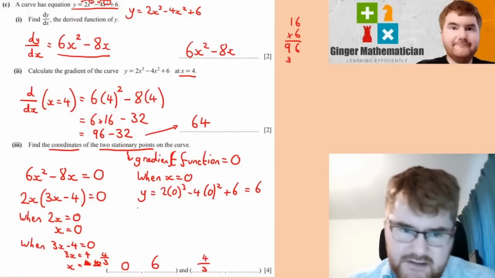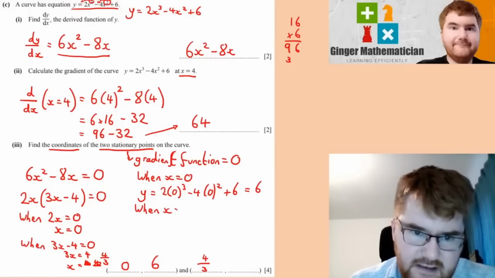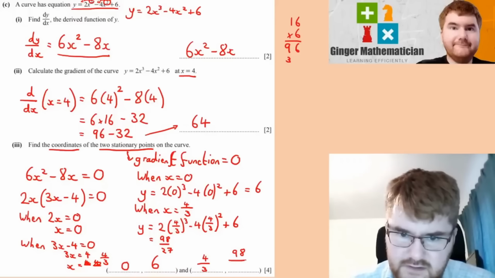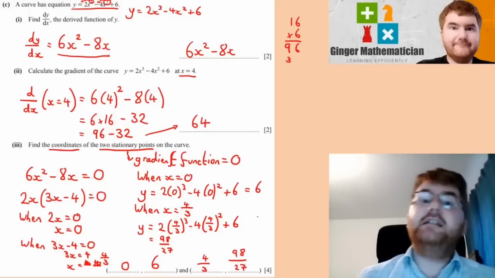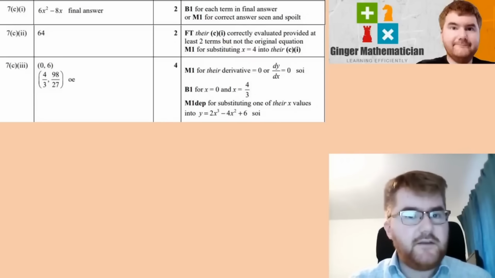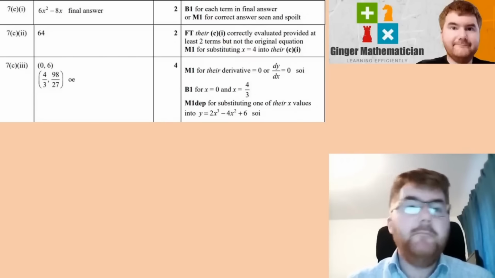Next one's going to be a little harder. So we're going to go to when x is equal to 4/3. I'm going to just write this out for the examiner. So we've got 2 lots of 4/3 cubed minus 4 lots of 4/3 squared plus 6 to work out these more complex calculations with fractions, and that gives me the y coordinate of the other turning point, like so. So there's the mark scheme, so you can have a quick look through and where you actually get the marks and what some of the method marks are dependent on as well. Okay, on to the next question.